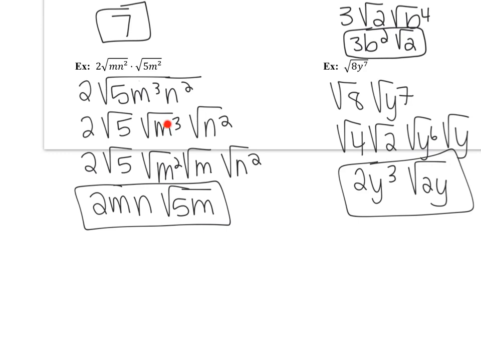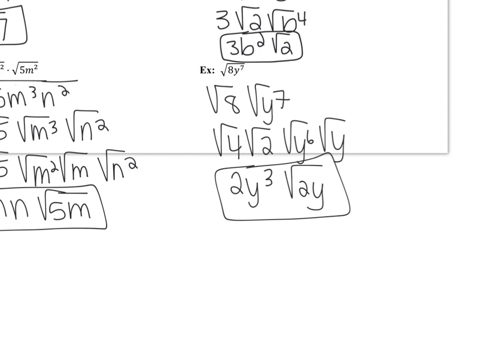M to the third, I can't take the square root of it because nothing will multiply itself and make an odd number. So I split it into, still having 3 m's, I just made it m to the second, which is like having 2 m's, and then m, and the square root of m to the second is m. I don't know the square root of this m, so it's going to stay inside the square root.